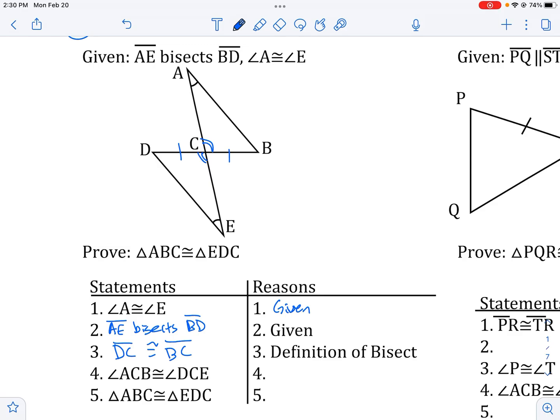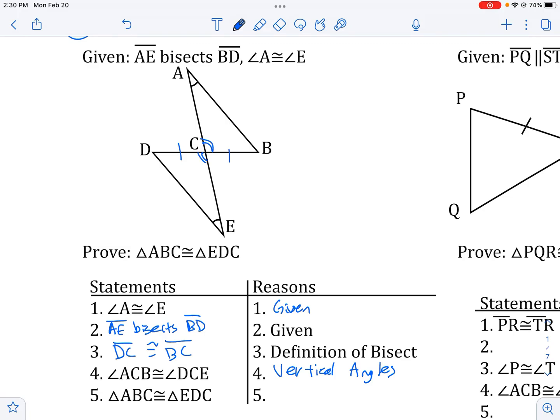Hopefully with our previous little work here, you recognize that these angles in the middle are what are called vertical angles. And vertical angles are always congruent. And so we're going to put that. Vertical angles. Yep, vertical angles are always guaranteed congruent. And so we're going to put that in there.